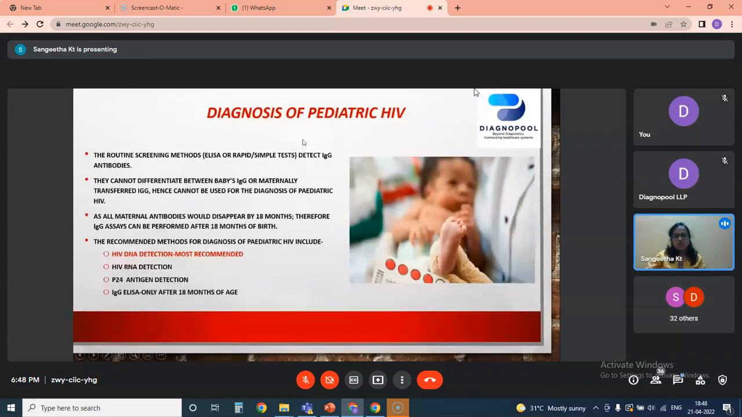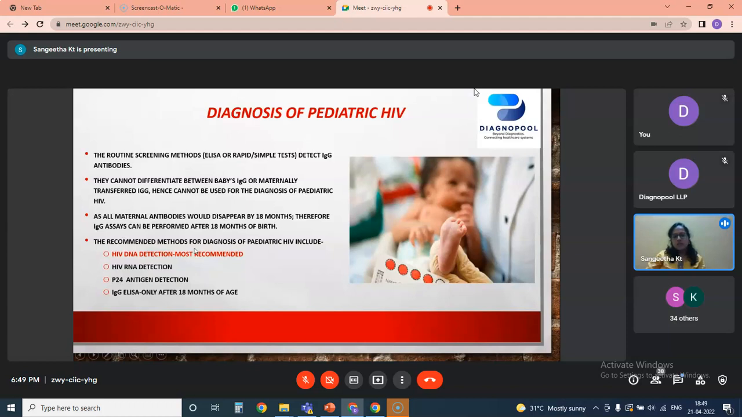Now coming to a little bit of stress on pediatric HIV. Here, the routine screening tests, what you need to remember is that they detect IgG antibodies. If you are thinking about diagnosing in an infant, the infant could have acquired IgG antibodies from his mother, so these tests cannot differentiate between the baby's IgG and the maternally transferred IgG. So antibody detection is not considered for diagnosing pediatric HIV. The maternal antibodies usually disappear by around 18 months. Therefore, IgG assays are usually performed after 18 months of birth.